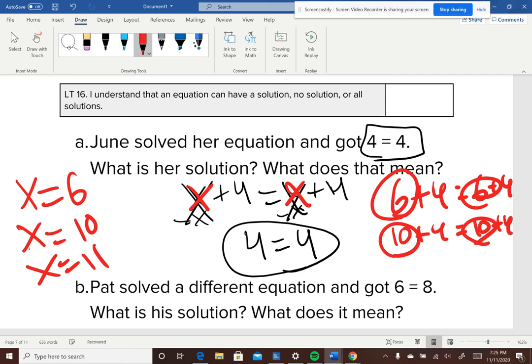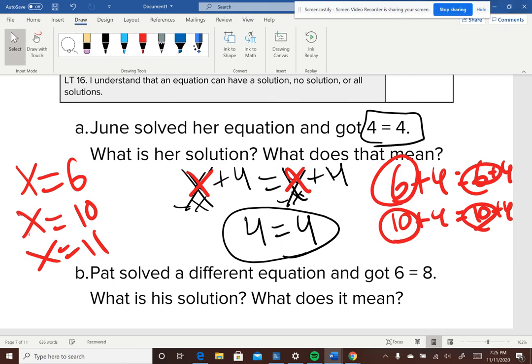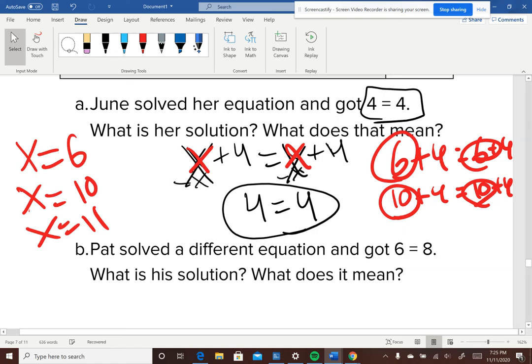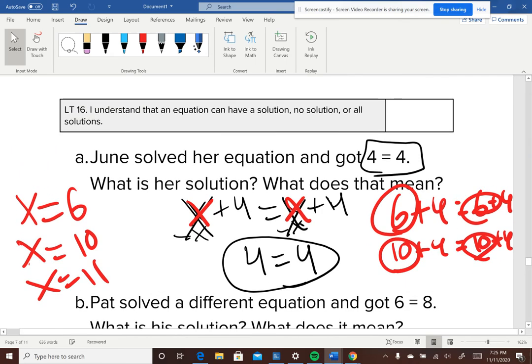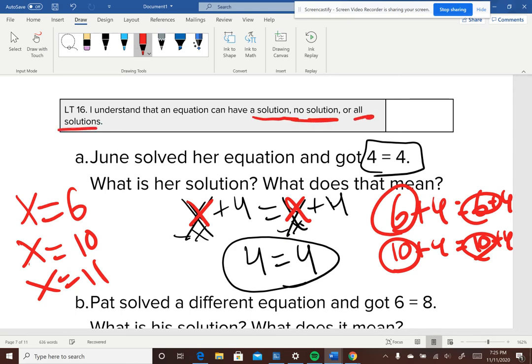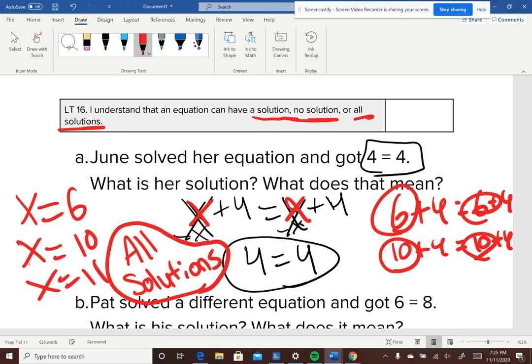And so when we see our solution like we see here, it means that we can put anything in for x, anything. And so when we go through our options of no solution or all solutions, it's going to be all solutions. You can put anything in for x, and the equation will still make sense. It'll be true.